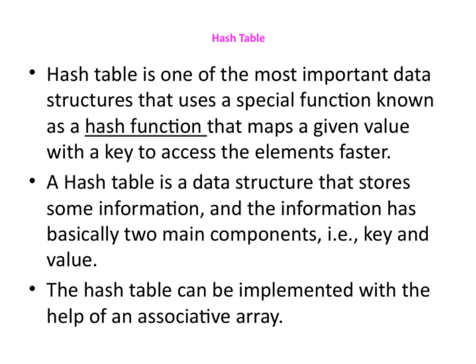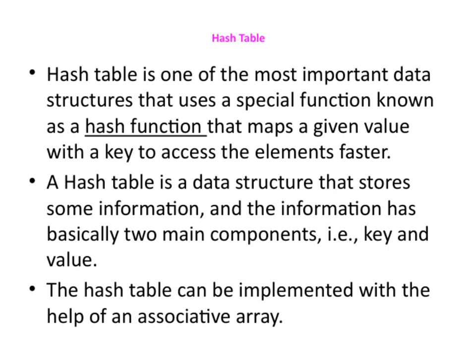A hash table is one of the most important data structures we use in programming. It relies on a special function called a hash function, which maps a given value with a key. This mapping allows us to access elements much faster than with other structures. Think of it like a quick lookup system. A hash table stores information, and that information is made up of two main parts, the key and the value. The key is like an identifier or a label, and the value is the actual data you want to retrieve.